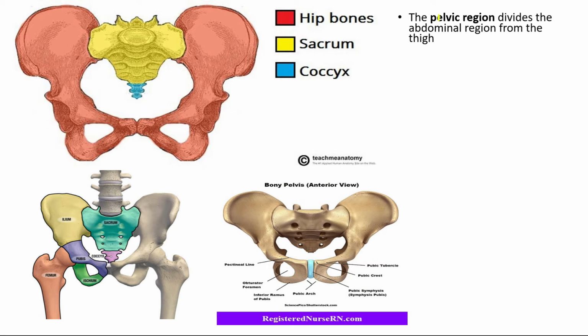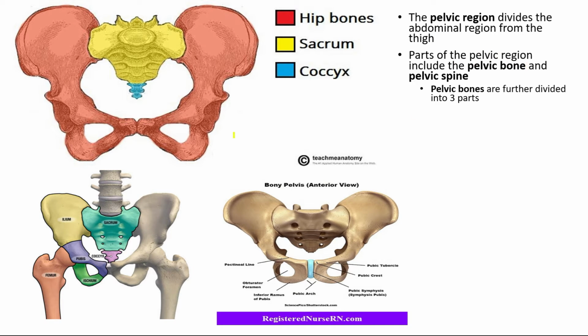So let's get started. The pelvic region divides the abdominal region from the thigh, and the parts of the pelvic region include the pelvic bone and the pelvic spine. The pelvic bones, we have two of them, are further divided into three parts.